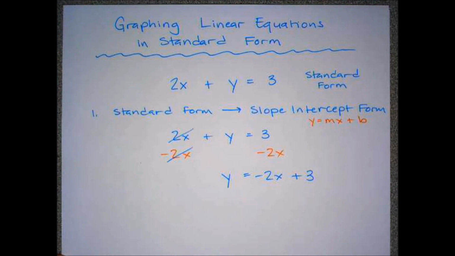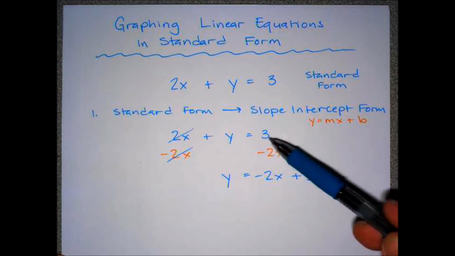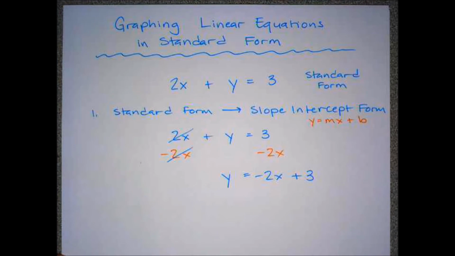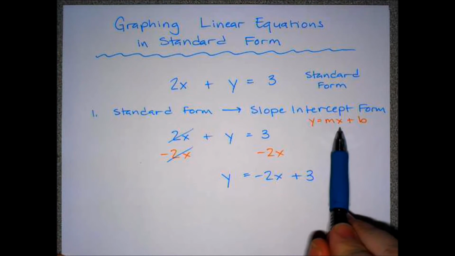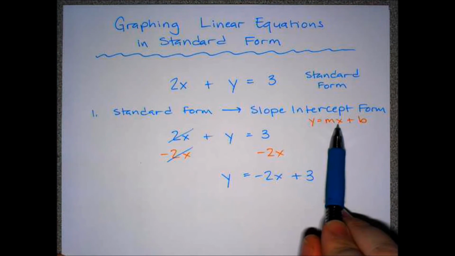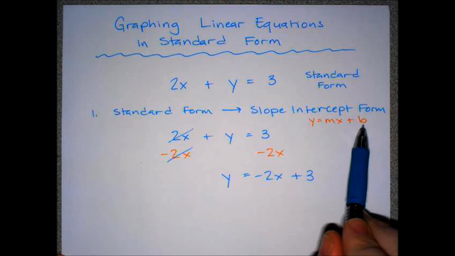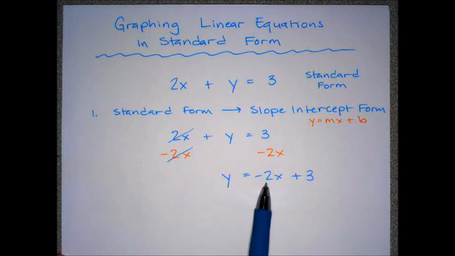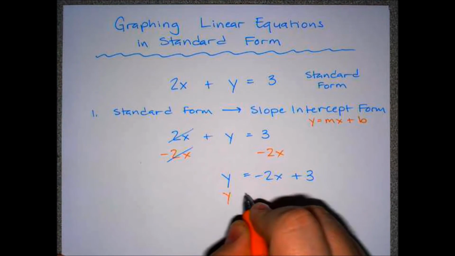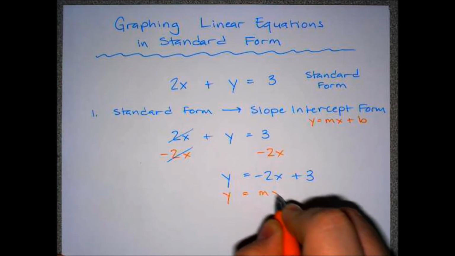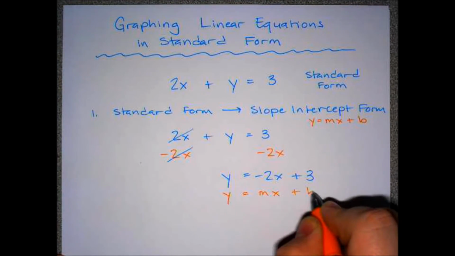Some of you may be asking, but why don't we write it as 3 minus 2x? We could, but we need to make it look like slope-intercept form right there, where the number and the x come first, and then the y-intercept. So if we have it here, we have mx plus b. So just to write that underneath, so we see that we have the same form, y equals mx plus b.